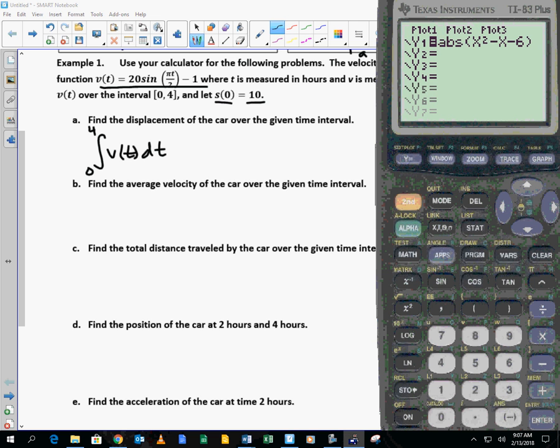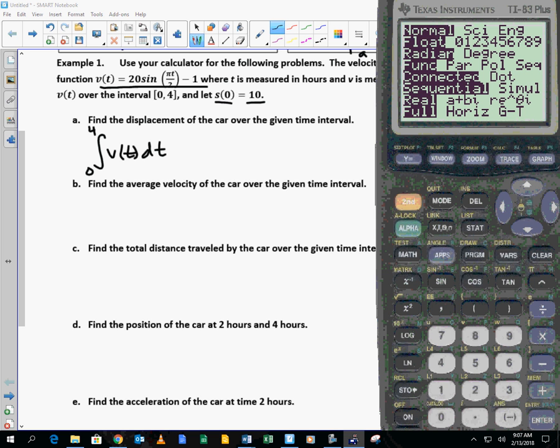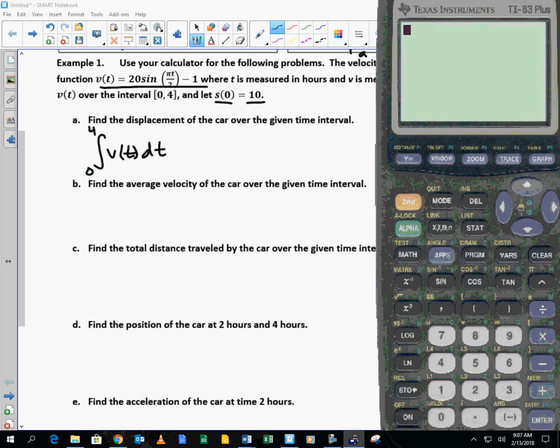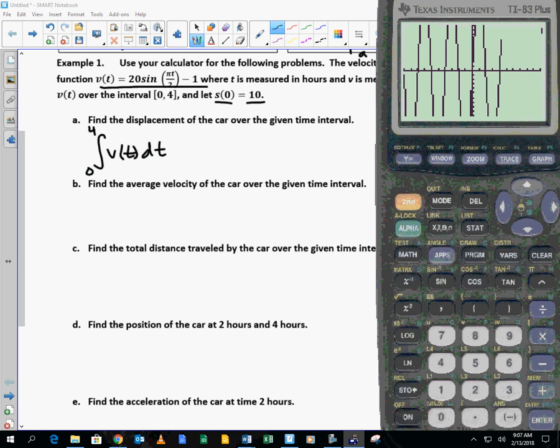A lot of people don't plug it into their calculator correctly. Make sure you try to do that. I've got a 20, a sine, pi t divided by 2, parentheses, minus 1. Degrees or radians? Radians. I'm going to zoom 6. There's a picture of my sine graph in that window. Now, we only need to see through 4.